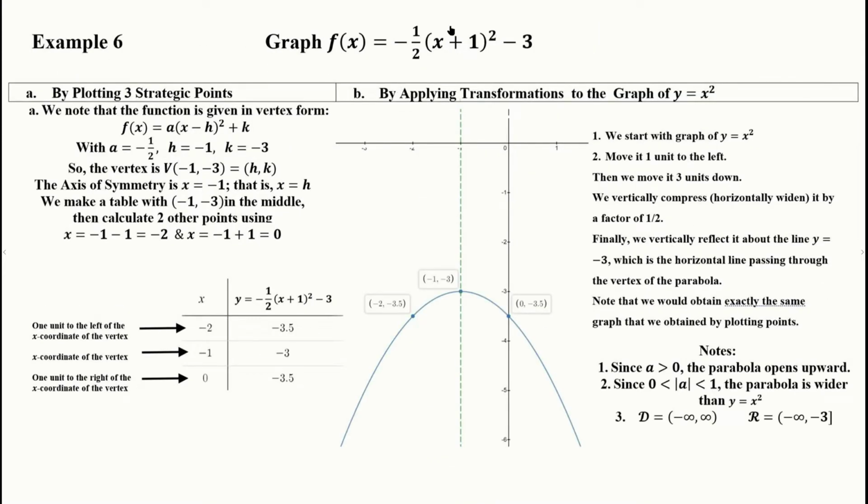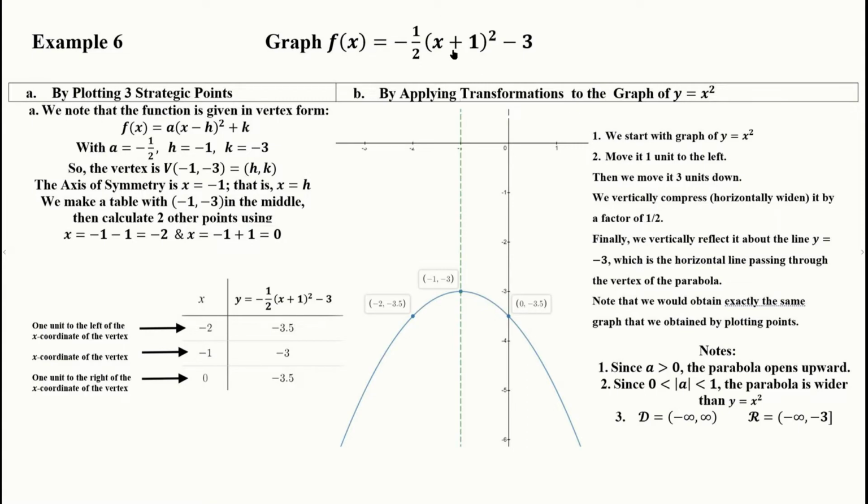Here's another example with mixed transformations. So notice, to get the graph of this from the graph of x squared, we would move the graph of x squared 1 unit to the left. Remember, when this is positive 1, you actually move to the left. Then 3 units down, and we're going to vertically compress it by a factor of negative 1/2. Now notice that that actually translates into a horizontal stretch, right?